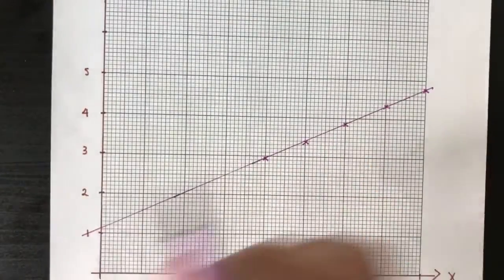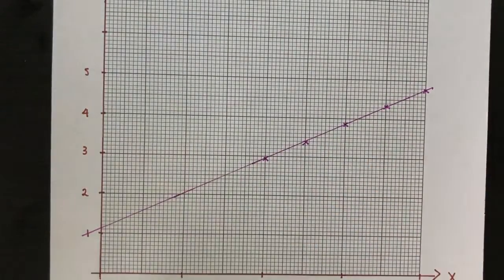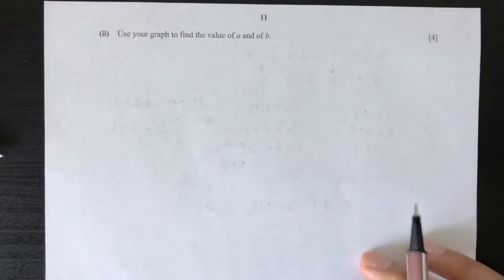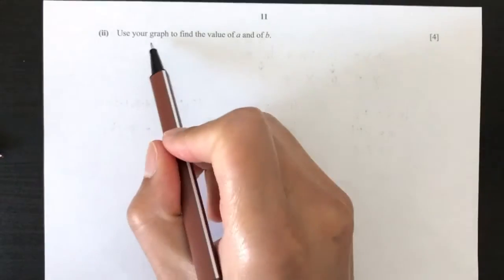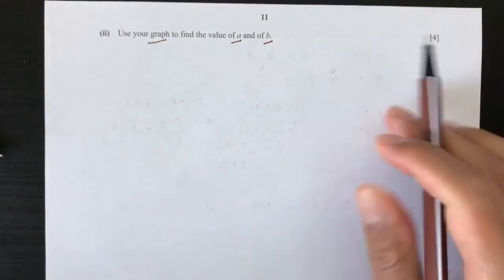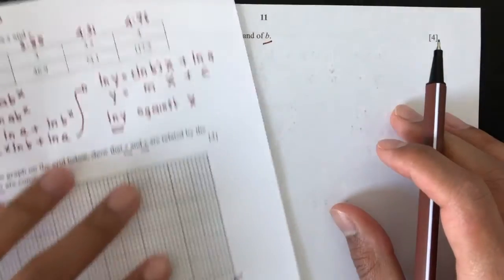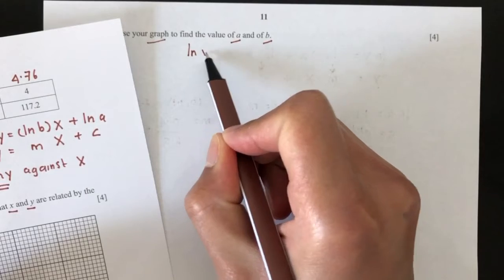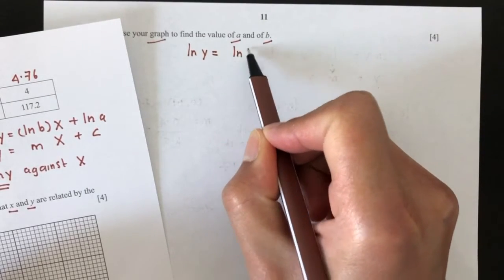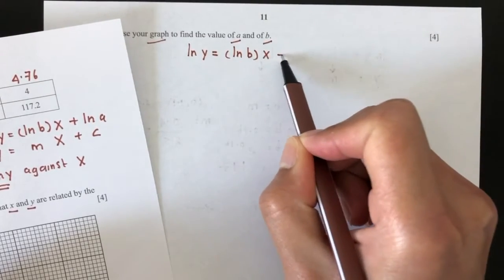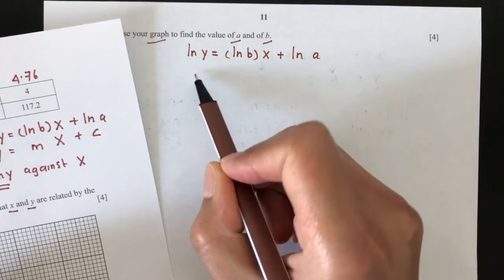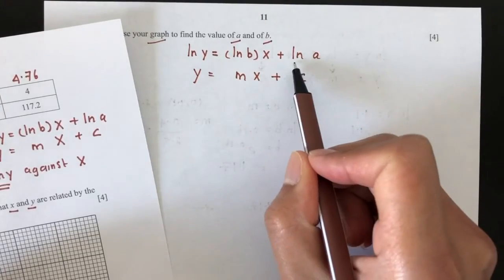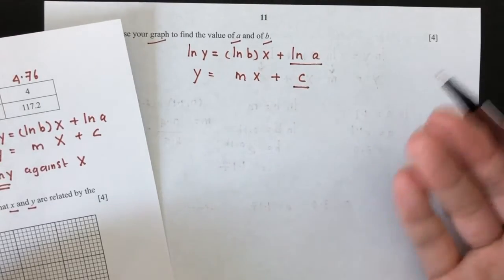Since you have a line already, now go to the next question to find your values of a and b. Moving on to part 2, use your graph to find the values of a and b. As we have seen from part 1, the equation of your line is ln y = ln b x + ln a. If you compare, that is y = mx + c. So ln a = c, which is your y-intercept.